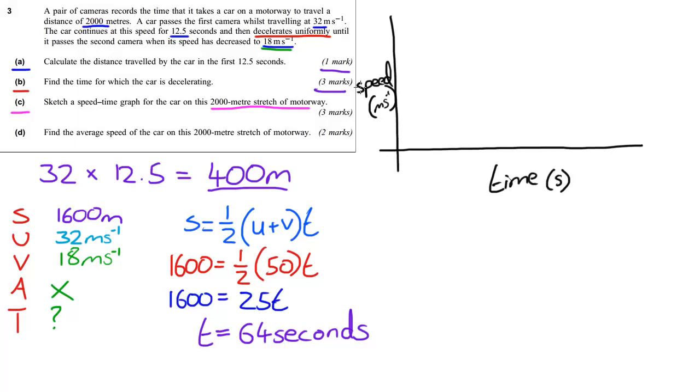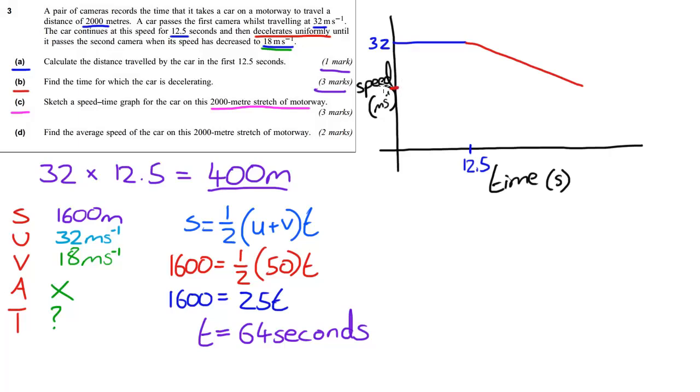So what happens to this car then? It starts off travelling at 32 meters per second for 12.5 seconds. So this is going to go straight for a while, and by the time it gets to 12.5 seconds, it's going to start to decelerate, but it's been going at a constant speed of 32, and then it's going to take a downward line. That's supposed to be a straight line. I know it's not quite, but never mind.